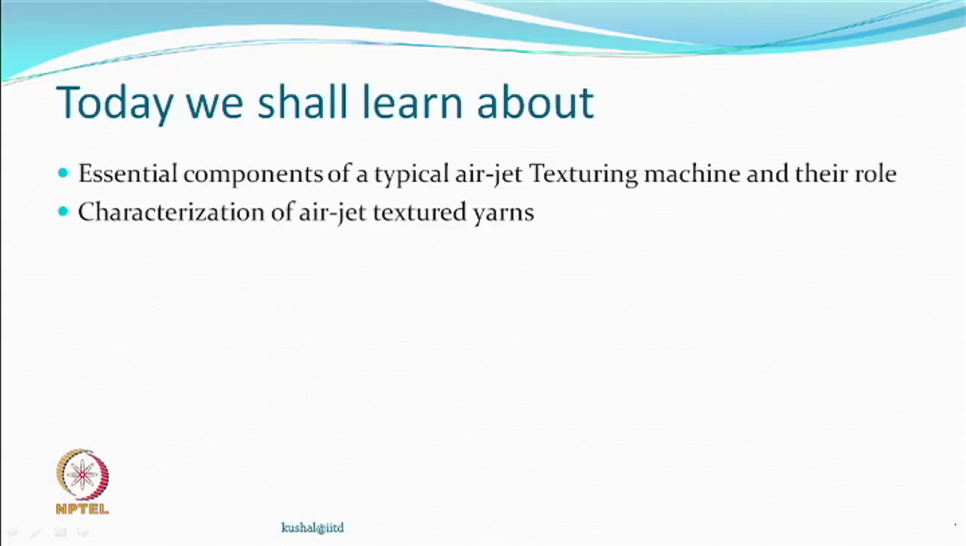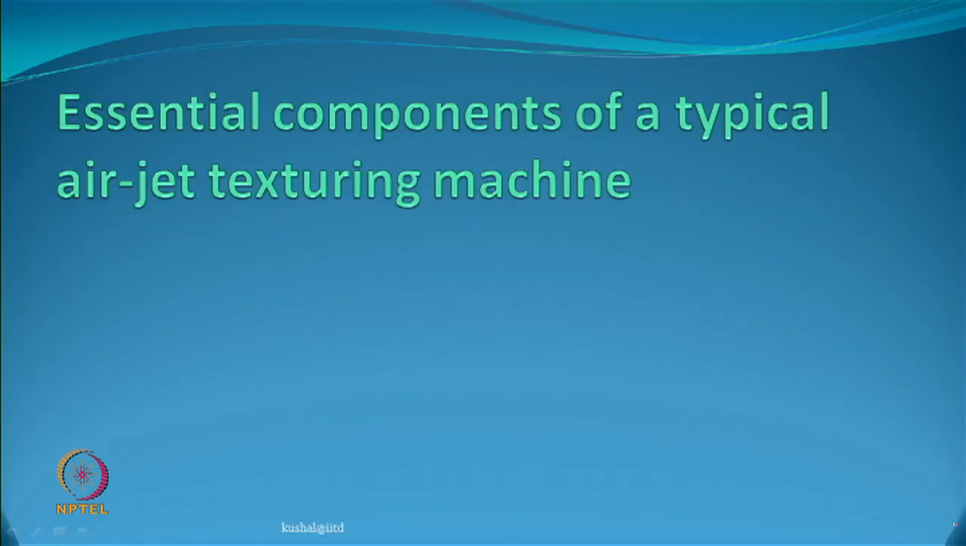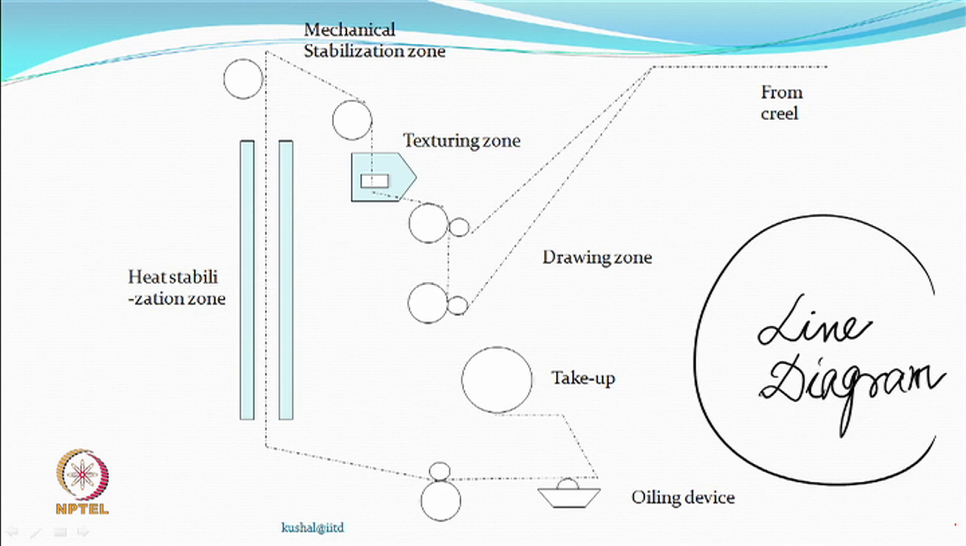Today we will try to learn about some of the essential components of a typical air-jet texturing machine and their role, and how do we characterize an air-jet textured yarn. So, let us first look into some of the possible components in a full air-jet texturing machine. So, if you look at a line diagram of a machine, this looks a pretty complex thing with everything there.